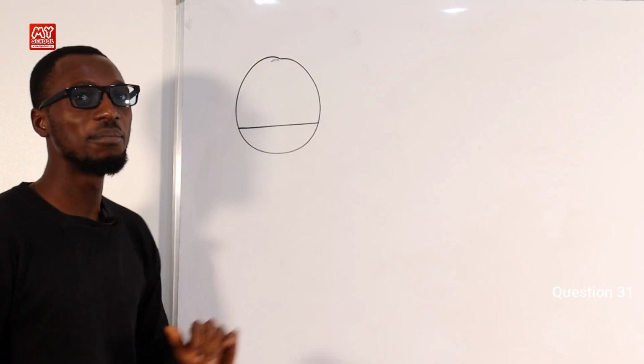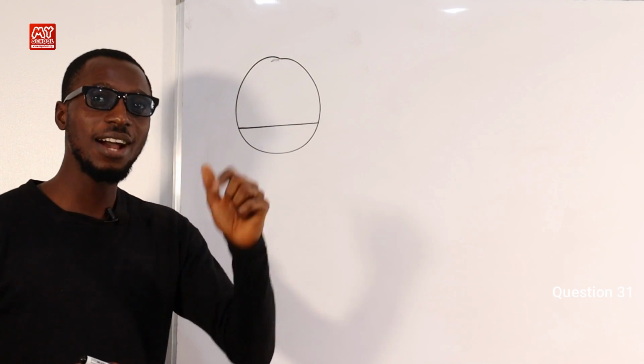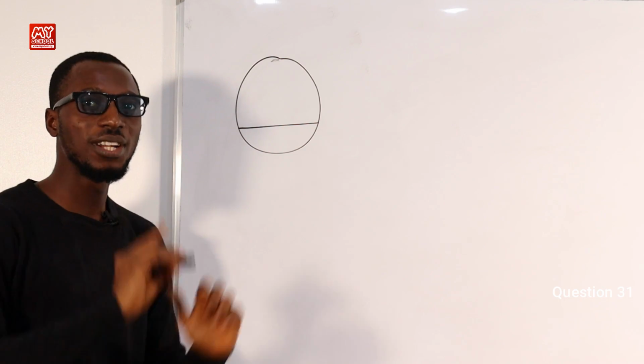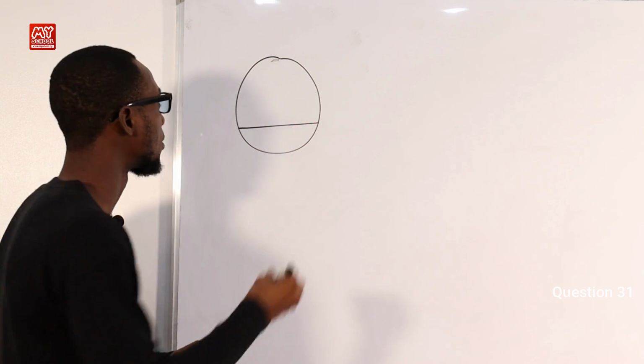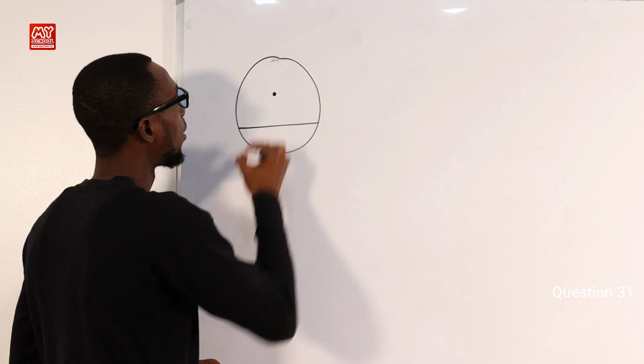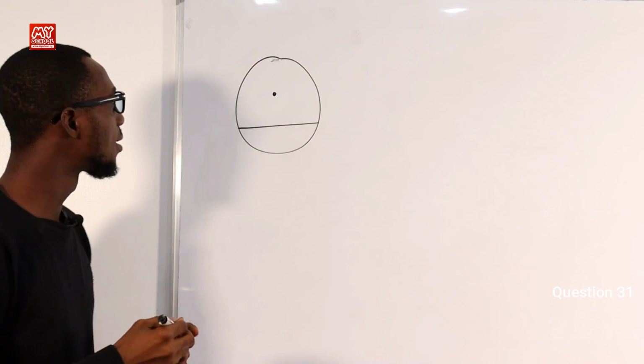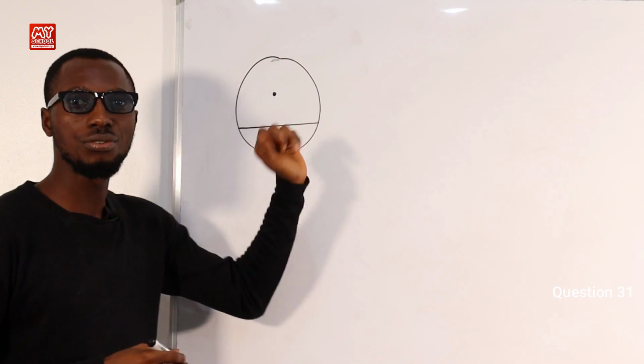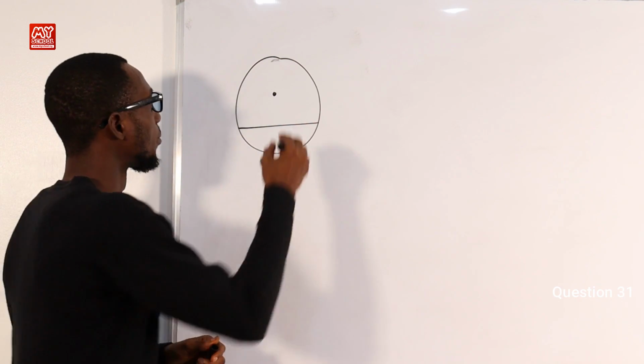We know that a line that runs from the center of the circle to any point on the circumference of the circle makes the radius. So this is the circle center. We are now told that the length of this chord is the same thing as the radius.